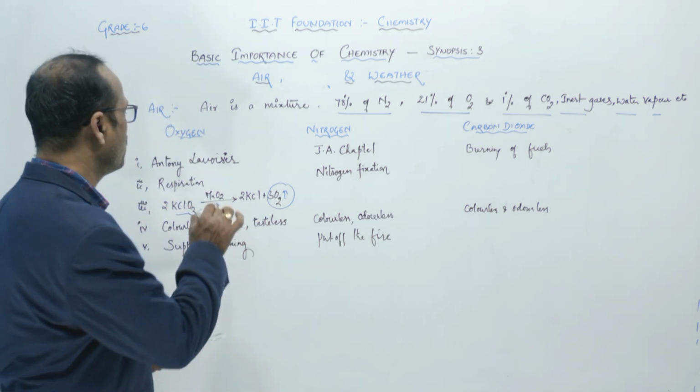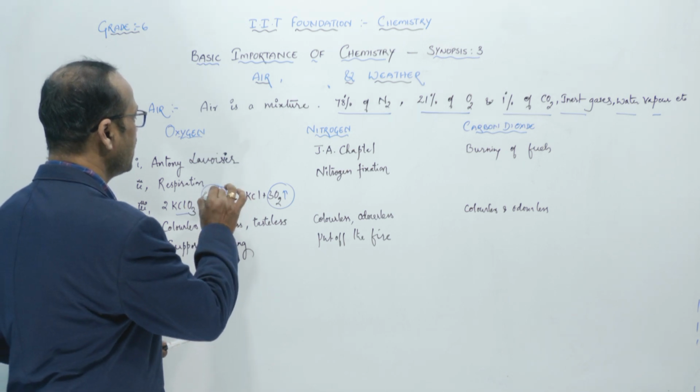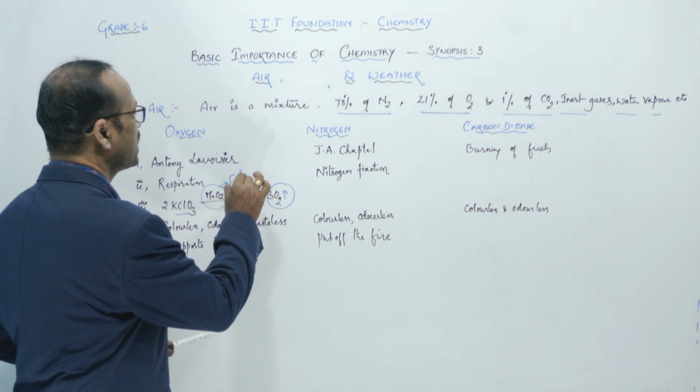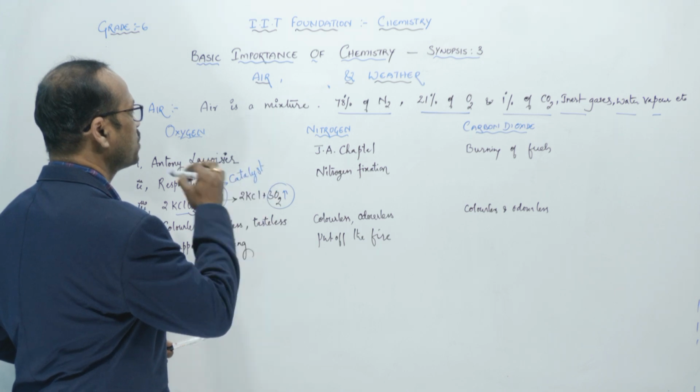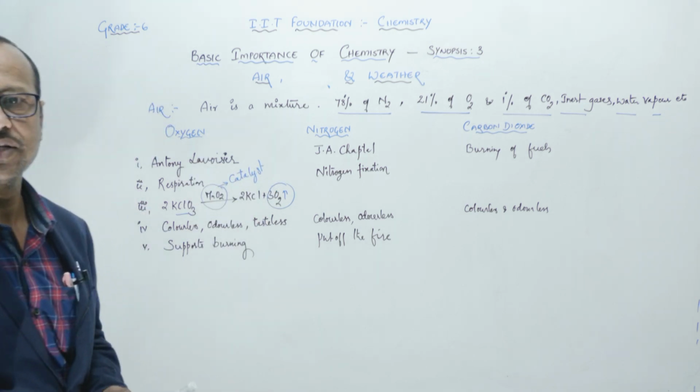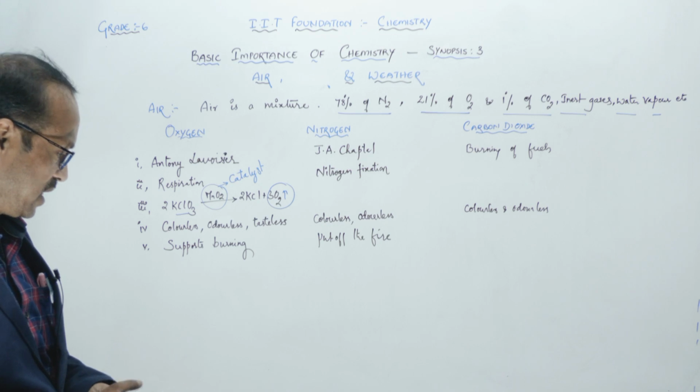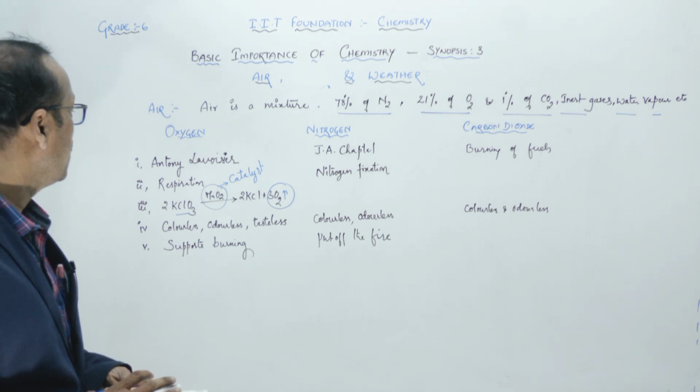And here we are using MnO2. This MnO2 acts like a catalyst. How does it act like a catalyst? Catalyst means what? Which promotes the rate of reaction is called a catalyst. Clear?